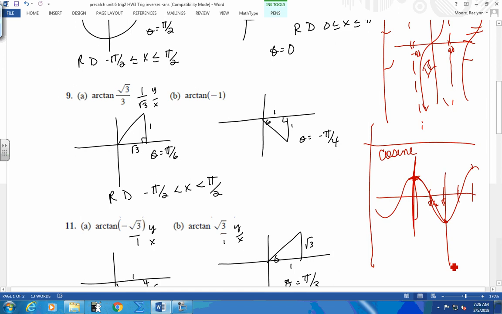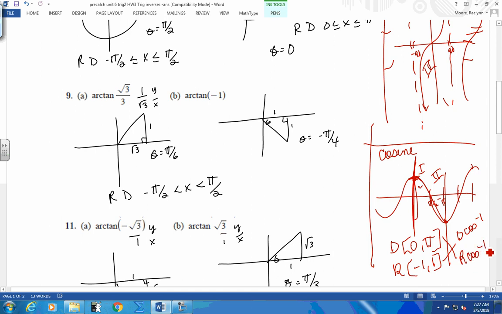So from 0 to 90, I'm in quadrant 1. From 90 to 180, I am in quadrant 2. So your cosine says I have a positive in 1, I have a negative in 2. So your restricted domain says 0 to pi. Your range is still negative 1 to positive 1. Your inverse is still swap. This is the domain of my cosine inverse. This is the range of my cosine inverse.